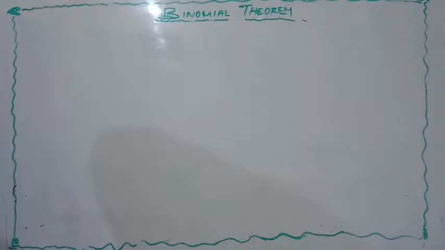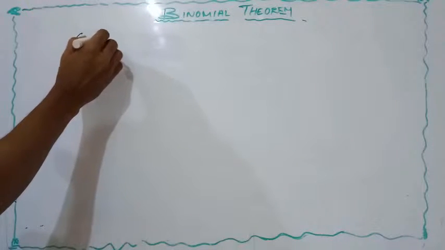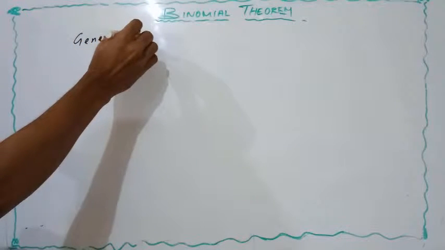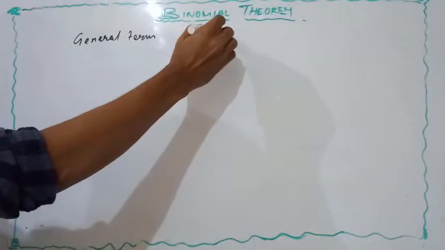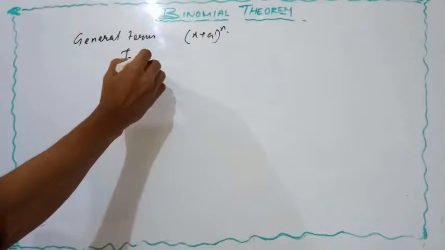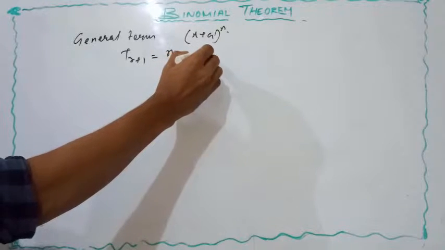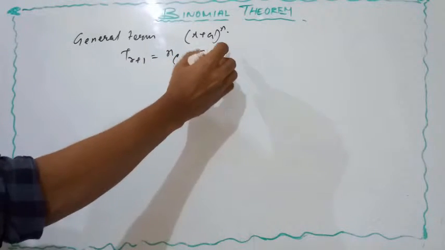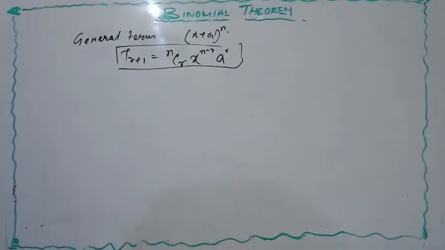Hi friends, in my last video I discussed the basics of the binomial theorem. In that video I discussed a few things, like the general term in the expansion of (x + a)^n, which is given by T(r+1) = nCr x^(n-r) a^r. This was discussed in my previous class.